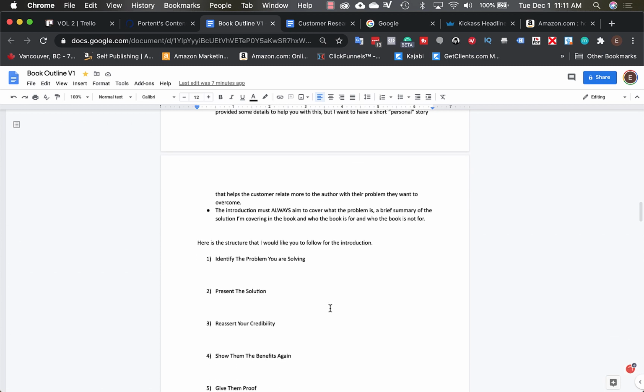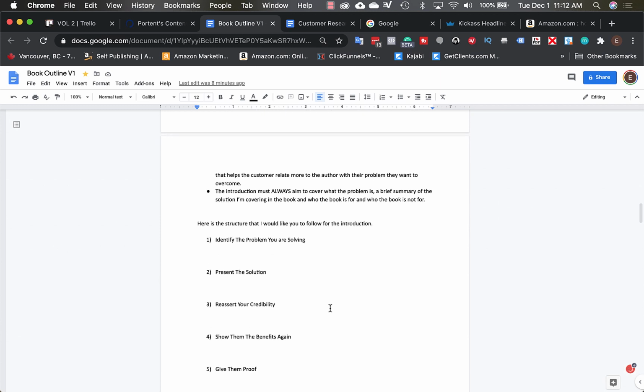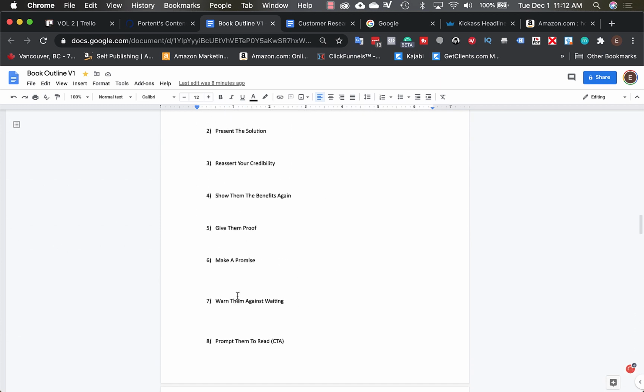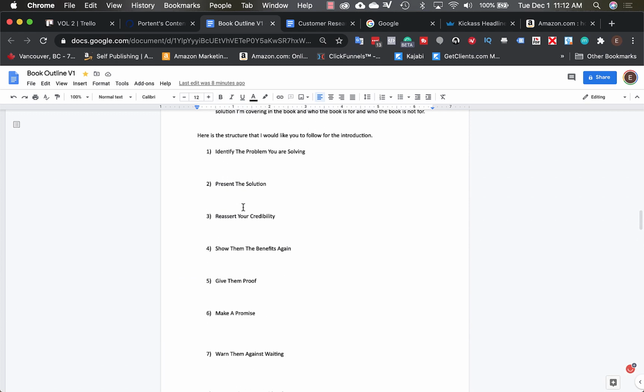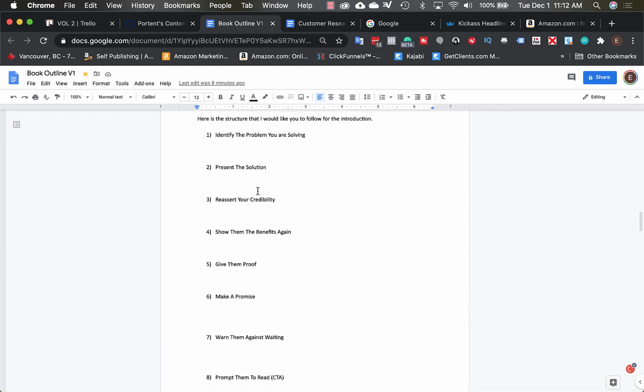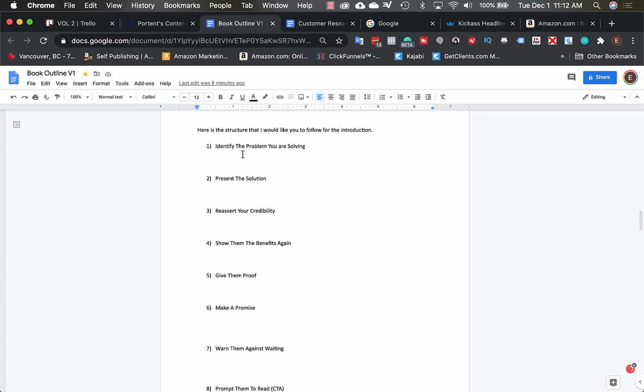So here's the structure for the introduction. This is what we covered in the previous lesson, right? The 8 main pillars that make a powerful introduction. And I'm going to show you, we're actually just going to pull that from the research that we've been doing earlier, and we'll be entering it right in here.